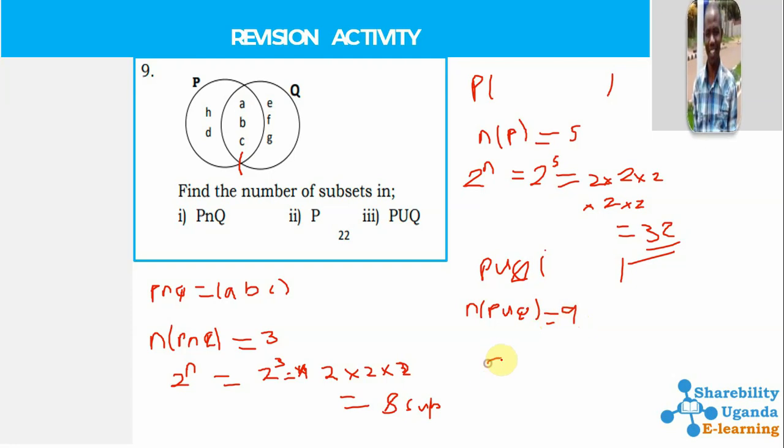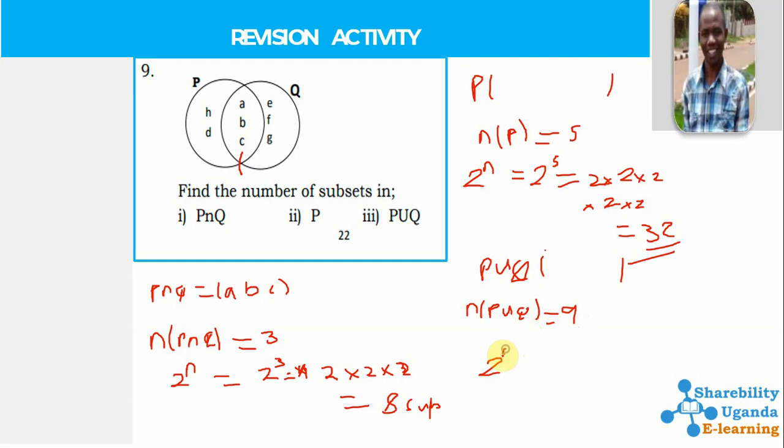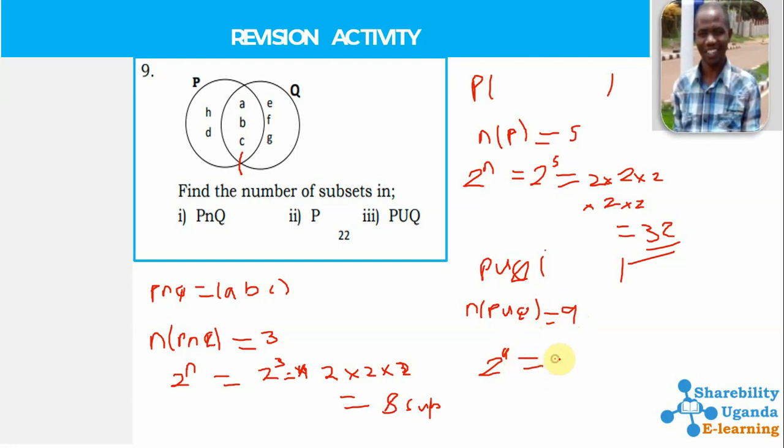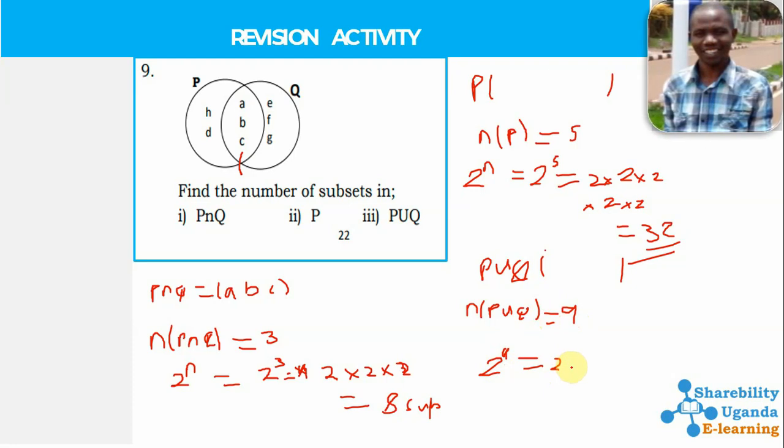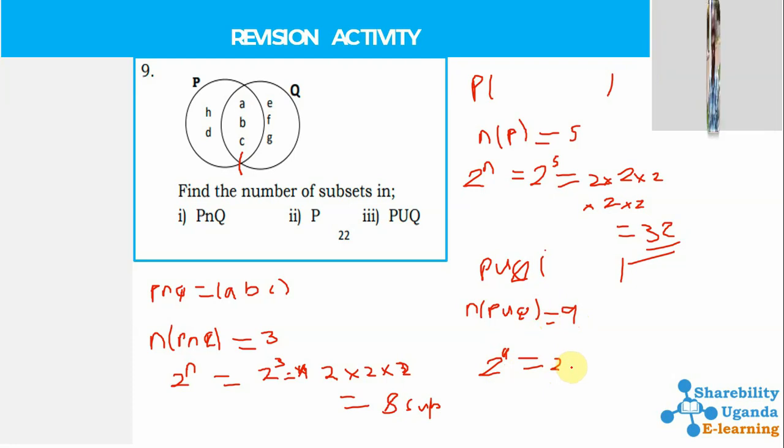So using our formula, this is going to be 2 to the power 9, which is 2 times 2, 9 times. Using your calculator, you'll be able to complete this as your assignment, and you'll be able to put it on our Google Classroom.